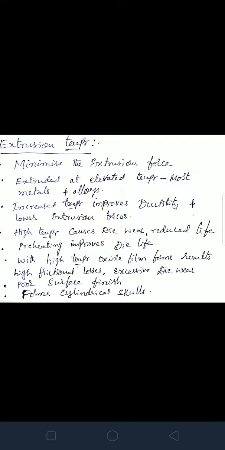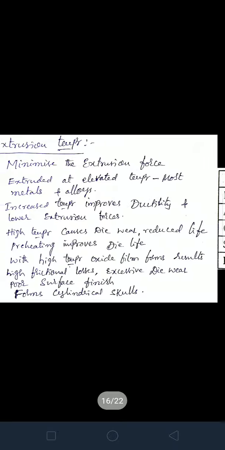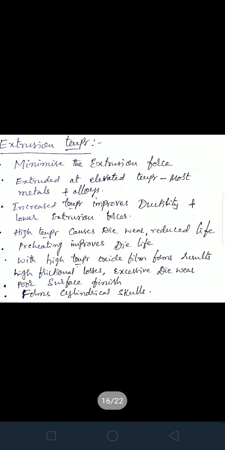This problem of oxide film can be overcome either by heating the billet in an oven with inert atmosphere, or allowing the billet to form a cylindrical shell or skull, as it is a type of defect formed at the end of the product. So all these are the temperature effects then.